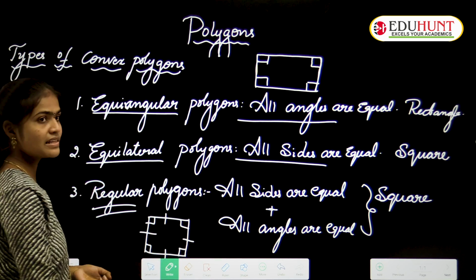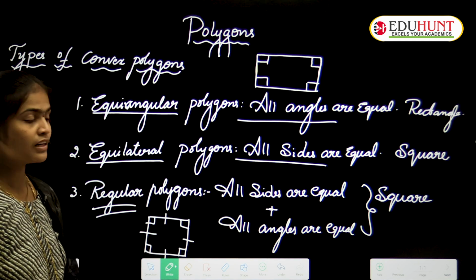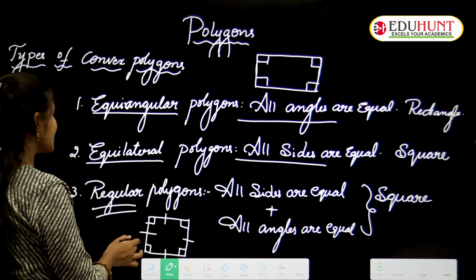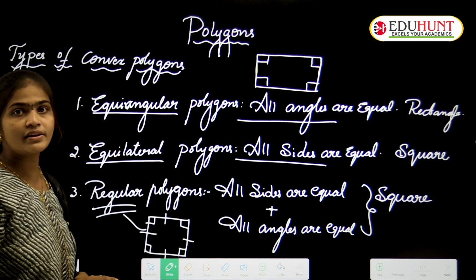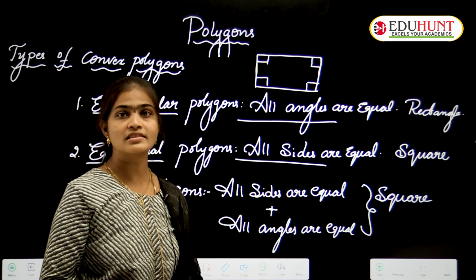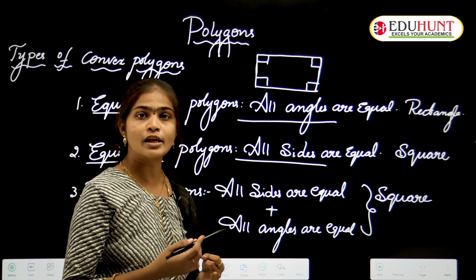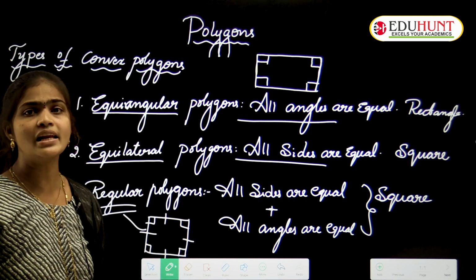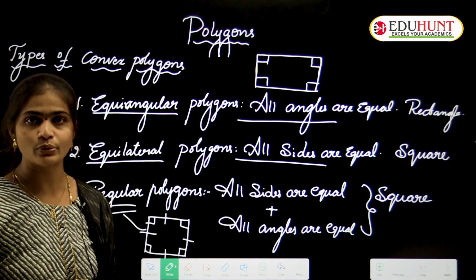So this square has all angles equal, and it satisfies the condition, so we can say that a square is an example of a regular polygon. There are some other regular polygons also, such as regular hexagon, regular pentagon, regular nonagon. Regular means all sides are equal and all angles must be equal.